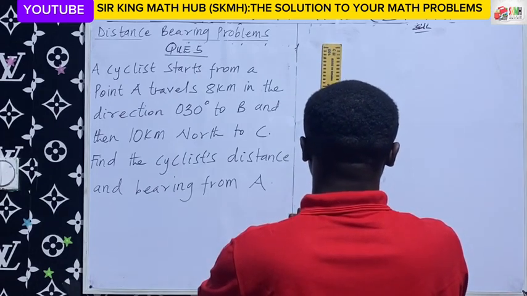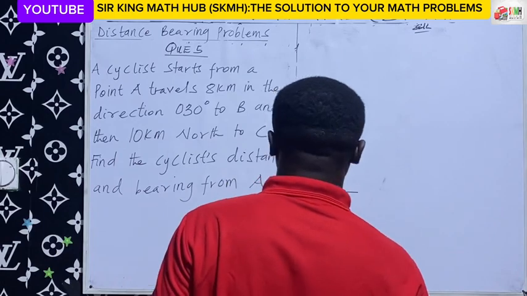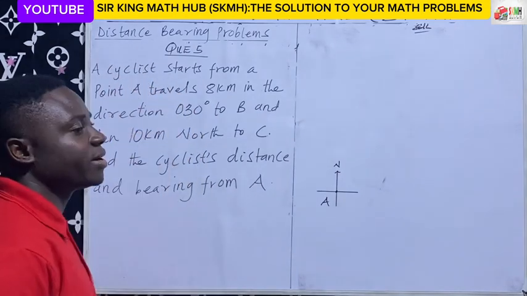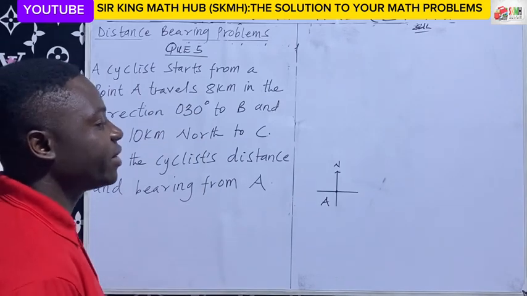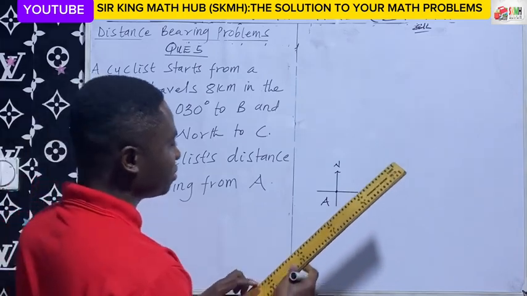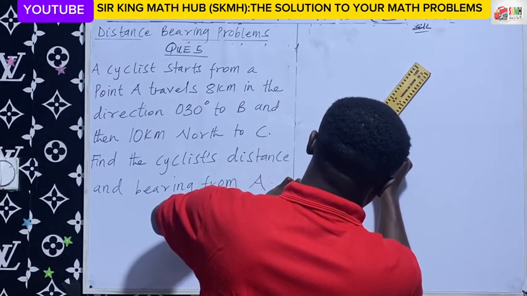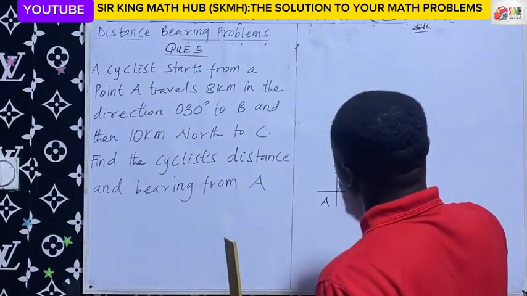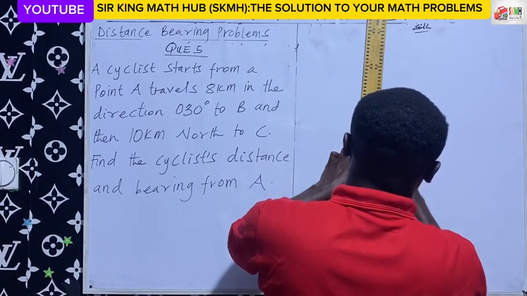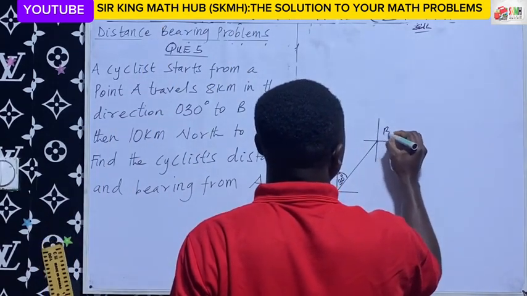So he starts the journey from point A. So this is our point A, and this is our geographical north. And since this is a 3-figure bearing, how do we measure 30 degrees? We said that for 3-figure bearings, angles are read from the geographical north in the clockwise direction. So in the clockwise direction, we have to measure 30 degrees. So this angle here measures 30 degrees. So here will be our point B.